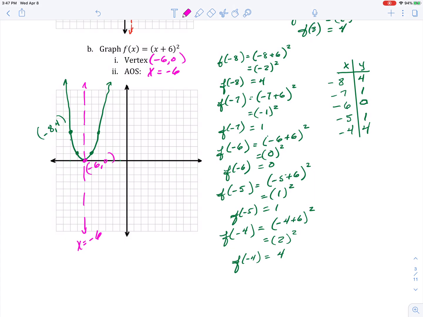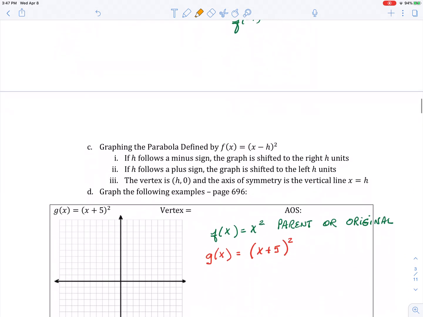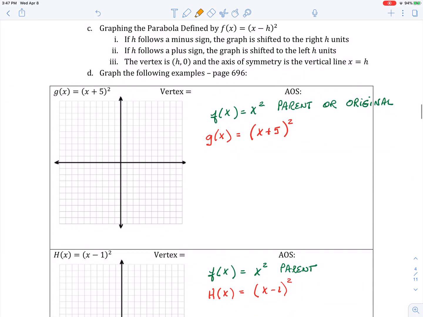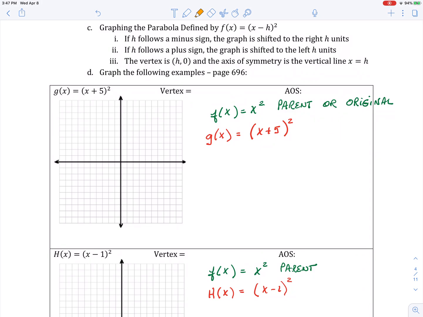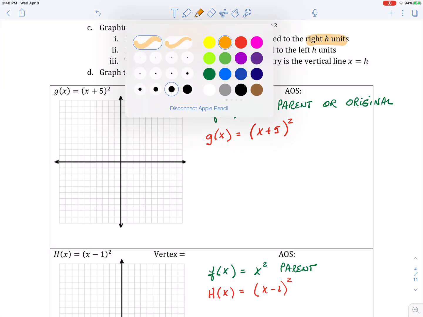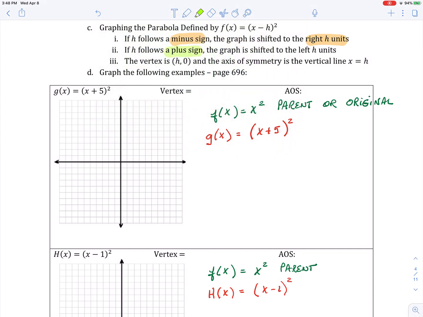So again, you can notice we're getting horizontal shifts on these. I hope you're seeing the pattern. If you have a plus 6 inside here, what happened? It shifted horizontally 6 units to the left. So here's our summary. We're going to do these really fast. If the h follows a minus sign, the graph is shifted to the right. If the h follows a plus sign, the graph is shifted to the left. Vertex is at h, 0, vertical line x equals h.